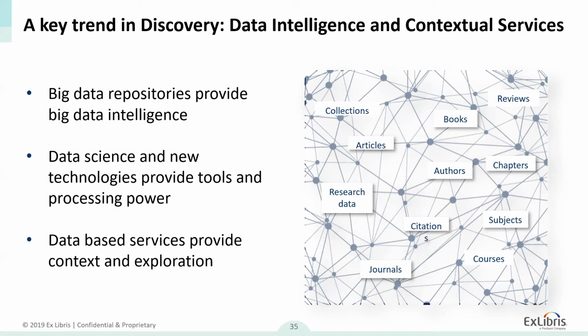A key trend in discovery is data intelligence and contextual services, generally data-related innovations, for obvious reasons. Our discovery indexes are big data repositories. We currently index between 3 and 4 billion records, and several hundred million are being added every year. So this is really, really big data. That also means that we can leverage them to create meaningful services, and that's beyond the single search box approach.